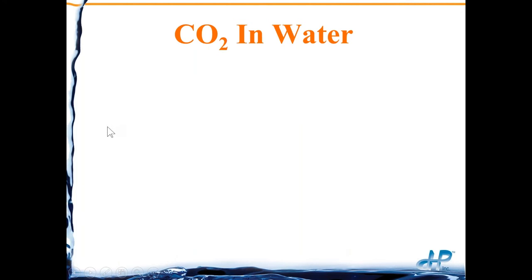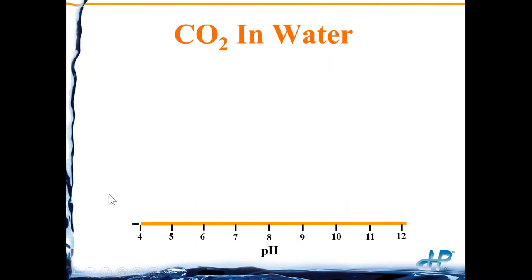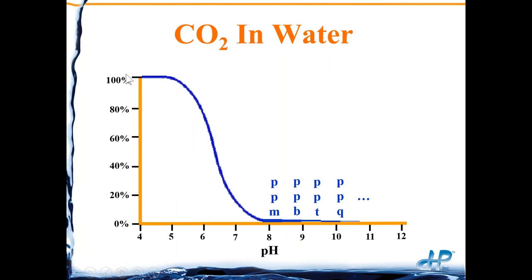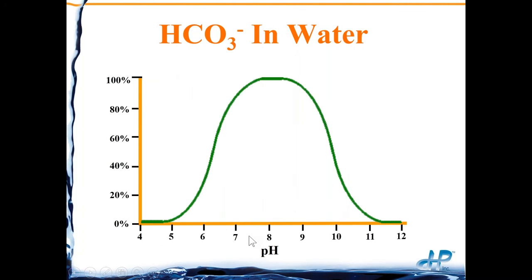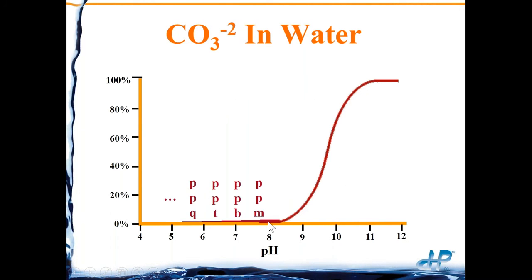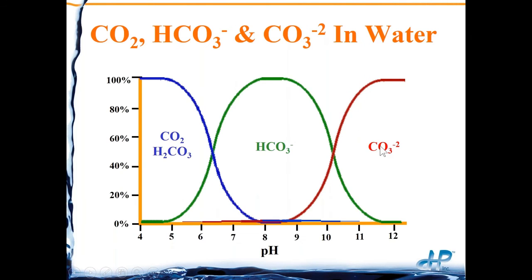So let's look at CO2 in water real quickly. Here's our pH scale. Here's our level of 100% to 0%. Well, at the lower pHs, all of the CO2 in water is in the CO2 form. But as that pH starts rising, that CO2 turns into something else. It turns into bicarbonate. But as the pH continues to go up, the bicarbonate starts decreasing, and that CO2 starts turning into carbonate.